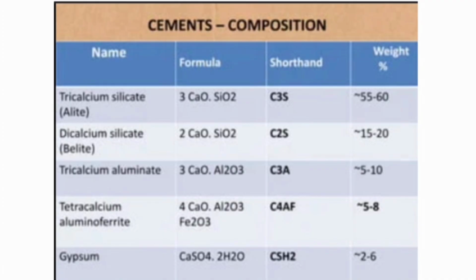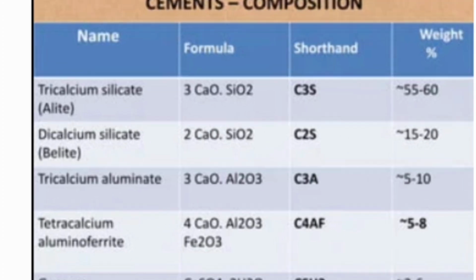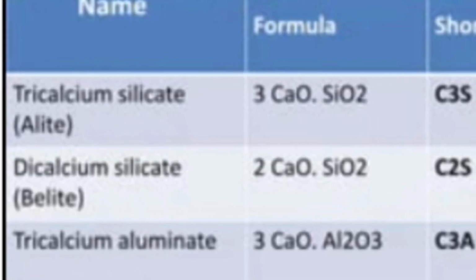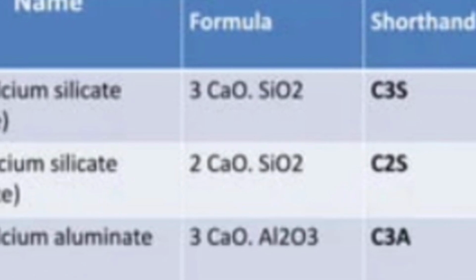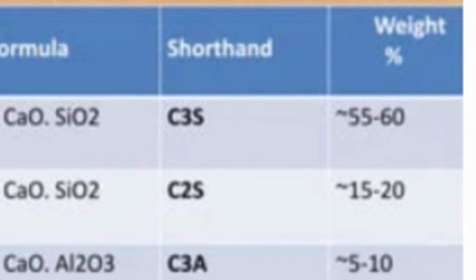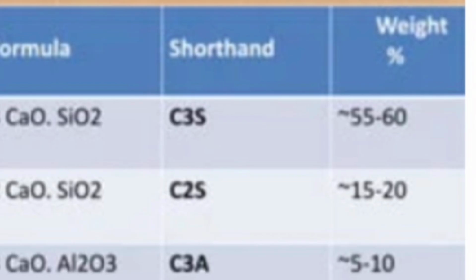So next is the Bogue's compound. After the burning process, the chemical composition of cement is like this. The first one is tricalcium silicate, which is known as alite, and its chemical formula is 3CaO.SiO2, and in short we can write it as C3S. Its percentage by weight is 55 to 60%.